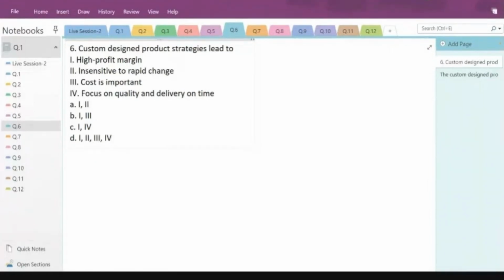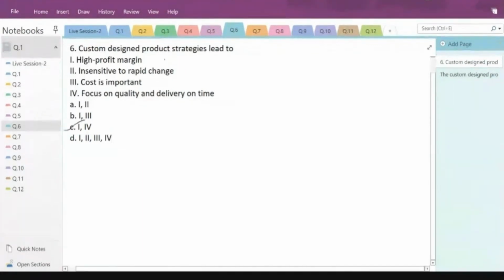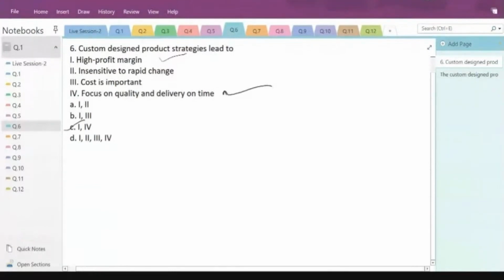We have three types of product strategy, as we already know: custom designed, highly standardized, and mixed strategy. Here our question is custom designed. Custom design strategy means industry providing specific needs as per the customer needs. So the correct option is C, that is, high profit margin and focus on quality and delivery on time. Let's understand what custom design product strategy is.